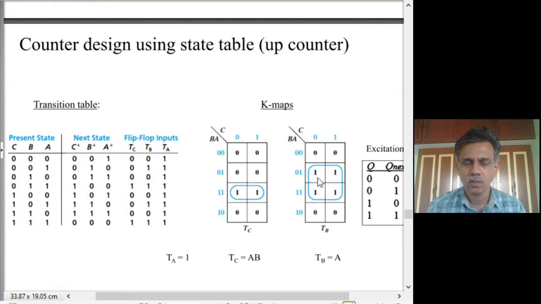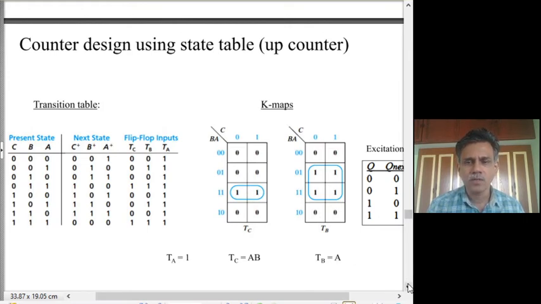So these 4 ones can be covered, and the corresponding term reads out as what? A, because C changes, B changes, A remains as 1, so it is A. So this is how TA, TB, TC can be synthesized, and then the circuit can be drawn.